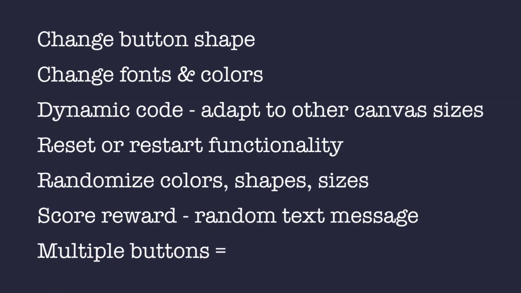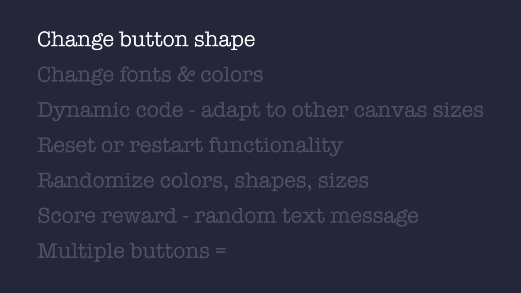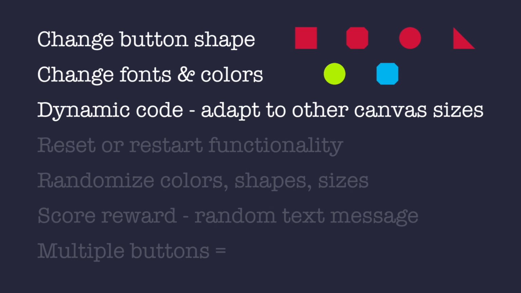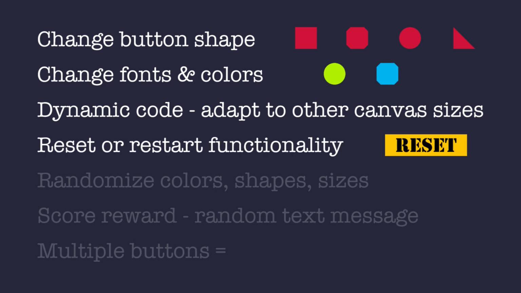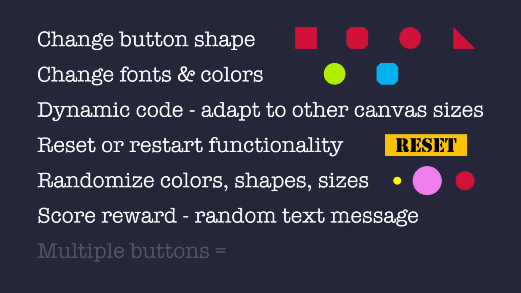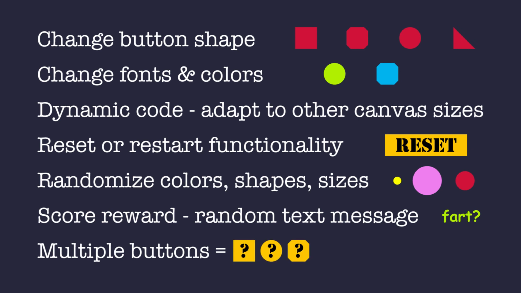There are a few other mods you can challenge yourself to make on this game, like changing the button shape, changing the fonts, the colors, or making your code dynamic so that it can adapt to different canvas sizes, or creating some reset functionality within the game so that you can restart the game without having to click the stop and play button, or going as far as randomizing certain elements like the colors, the shapes, the sizes, or doing like what I did and introducing random text as a reward for clicking the button at least 10 times. Heck, you could even try making multiple buttons in there and creating some kind of machine that puts out some kind of output. I don't know, the sky's the limit here.